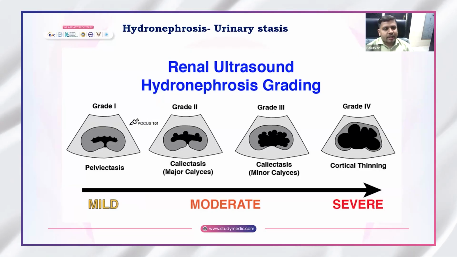We can grade the renal hydronephrosis into 4 categories on ultrasound examination. It is mild, moderate and severe.